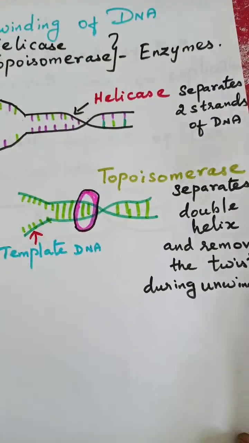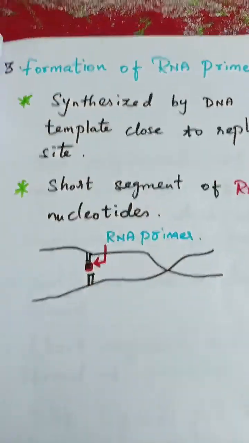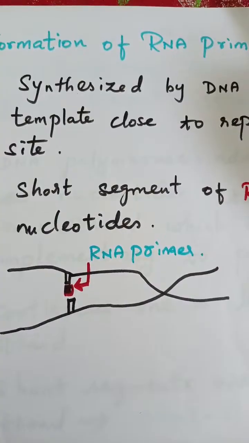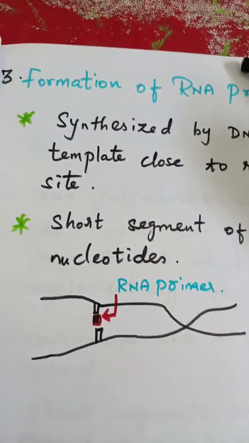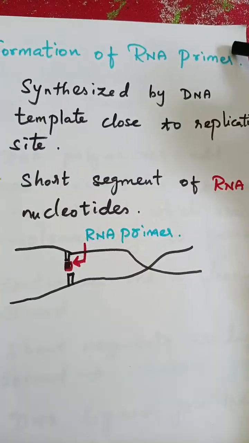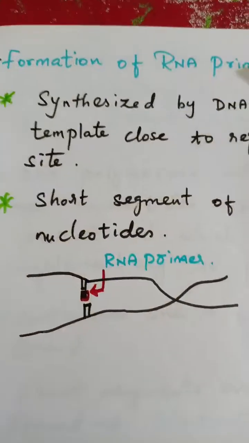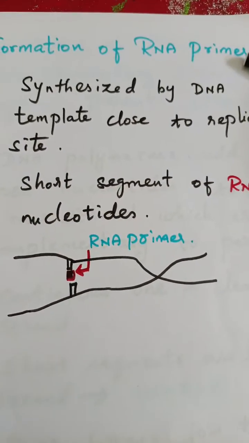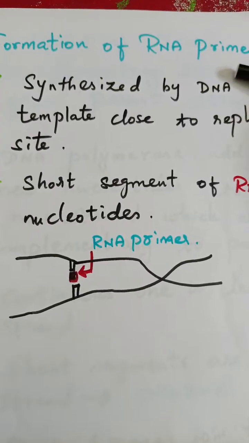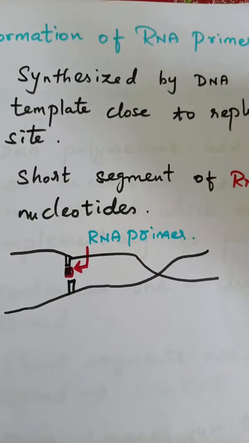Now we will move to the third step. What's the third step? I told you in the beginning itself, in the outline, there will be the formation of the RNA primer. So this formation of RNA primer, what is its role? This RNA primer, how will it come about? It will not come on its own.